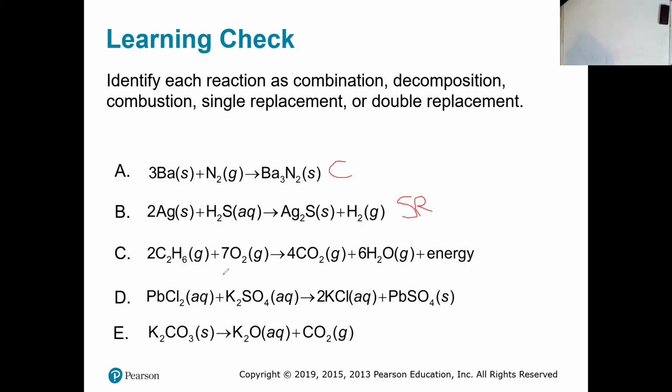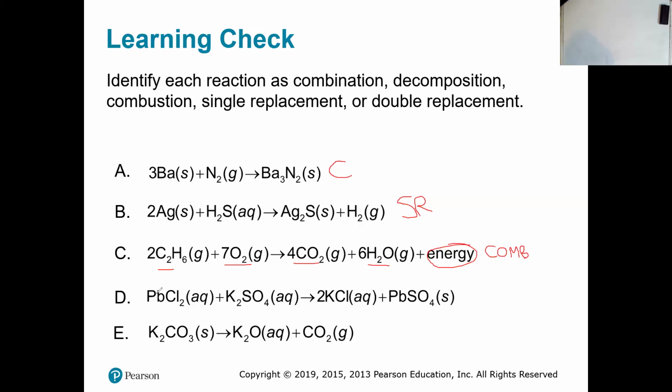For our next one, we have carbon plus oxygen, a hydrocarbon. It's like C2H6, which means a carbon containing compound. So a hydrocarbon plus oxygen produces carbon dioxide, H2O, and energy. That is going to be a combustion reaction. That energy as a product, that's a combustion reaction every time.